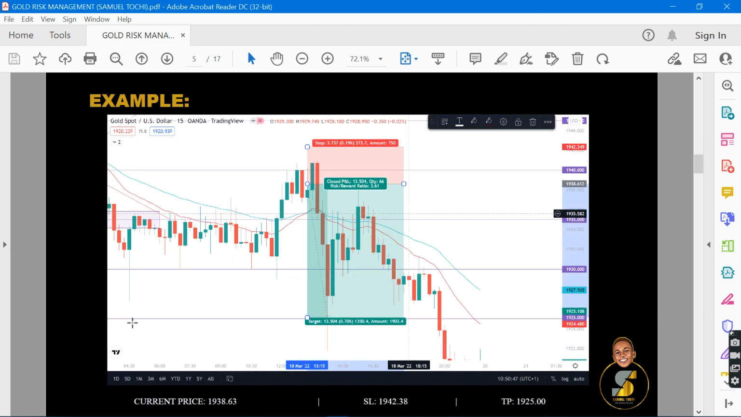This is the trade here. The current price here is 1938.63. The stop loss position here is 1942.38. This is it here. And the TP position is 1925.00, which is this psychological area here.